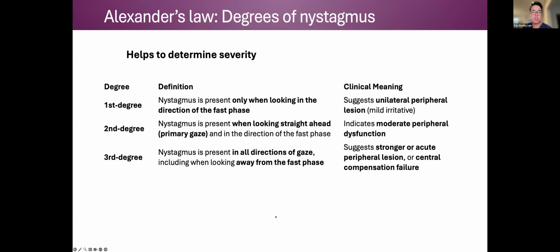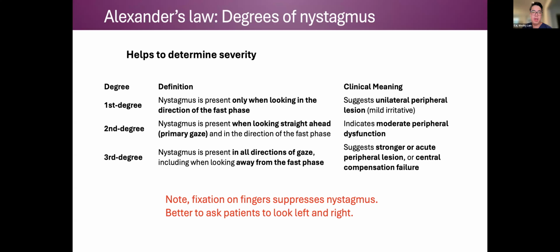Second degree is when they're in primary gaze, you see the nystagmus in that direction as well, and so that indicates a more moderate dysfunction. And a third degree is when you have nystagmus that is present with all directions of gaze. That could suggest an acute peripheral lesion or a central compensation failure. Just a note here, especially relevant for us: when you have patients fixate on a finger, this can suppress the nystagmus and therefore make it more difficult to see. So it's better to ask patients to look left and look right.